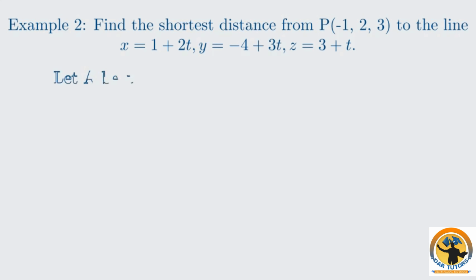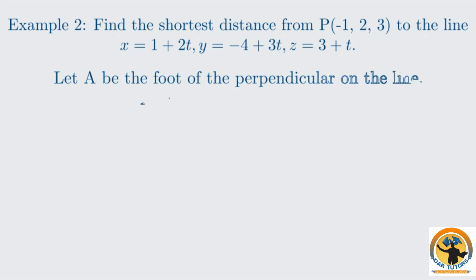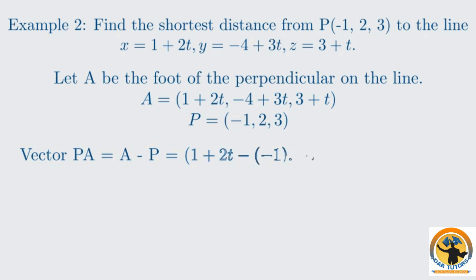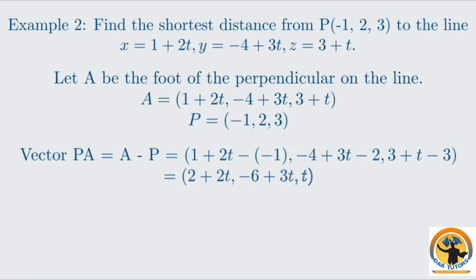Let's call the foot of the perpendicular A. The coordinates of A are (1 + 2t, -4 + 3t, 3 + t). The coordinates of our point P are (-1, 2, 3). Next, we find the vector PA. Subtracting the position vector of P from A, we get the vector (2 + 2t, -6 + 3t, t).